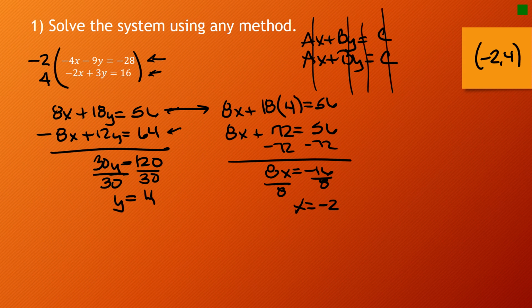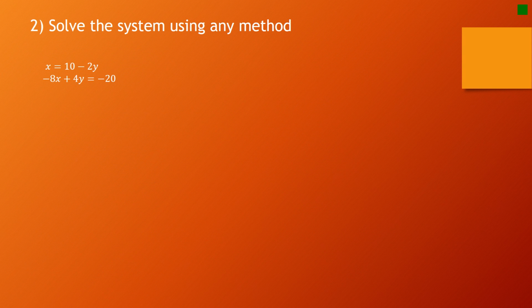This is the only time I'm going to do this, but I want you to remember you can check it. Go back into the original. -4, put in x, -2, minus 9, put in y, which is 4. See if it equals -28. 8 minus 36 is -28. Then I'm going to check it in this one. -2, substitute in x, which is -2, plus 3, substitute in y, which is 4. See if it equals 16. 4 plus 12 does equal 16, so that shows you that it is a solution. I'm not going to do that check for every single one, but you should. You can do it mentally, you can do it on your calculator, whatever.